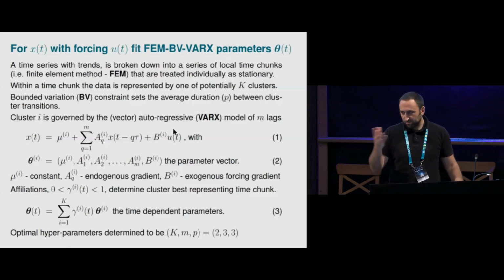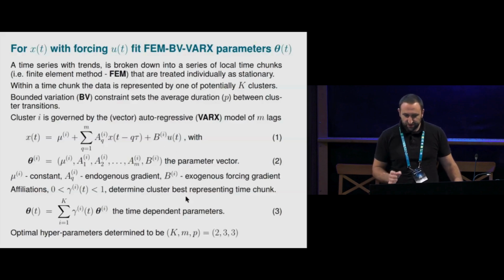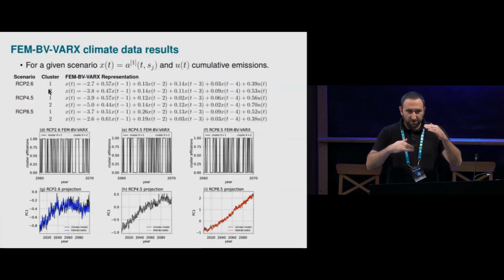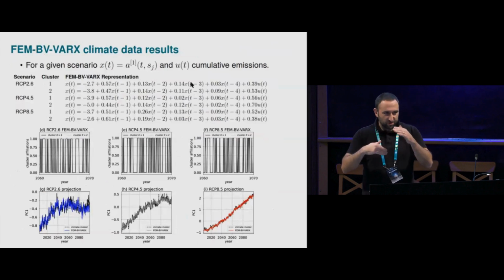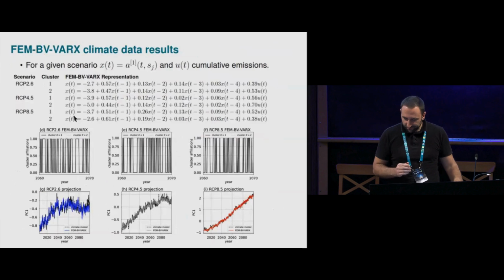So what these models look like, again, we've done this for each scenario. For RCP 2.6, this particular representation has two vector autoregressive models, or two clusters. Each of them has slightly different coefficients and slightly different climate sensitivities. And then we have an associated affiliation sequence, which is just turning on and off the appropriate vector autoregressive model at the appropriate time. And this is how we deal with non-stationarity in the data.